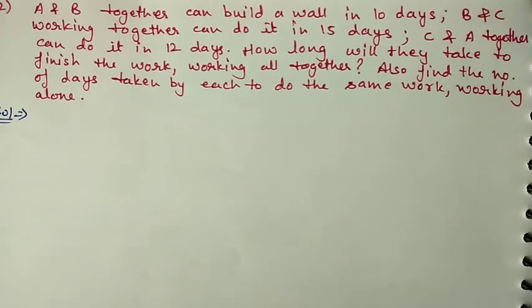Next question number 12. A and B together can build a wall in 10 days. B and C working together can do it in 15 days, and C and A together can do it in 12 days. How long will they take together to finish the work? Also find the number of days taken by each to do the same work working alone.